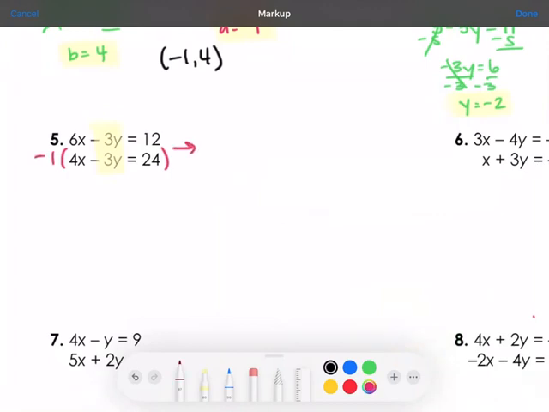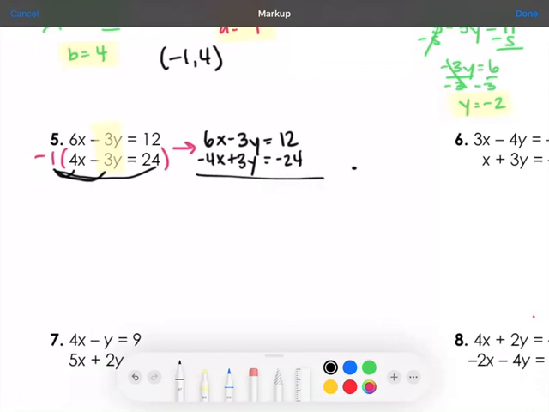I've done this a lot now, so I should be getting the hang of it. I'm going to rewrite the top as is: 6x minus 3y equals 12. And the second one I will distribute. -1 times 4x is -4x. -1 times -3y is positive 3y. -1 times 24 is -24. I'm going to add these together. 6x minus 4x is 2x. -3y plus 3y cancels. And 12 minus 24 is -12. When I divide both sides by 2, I get x equals -6.